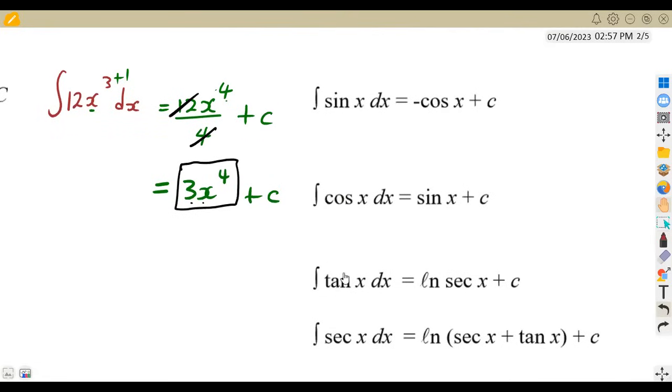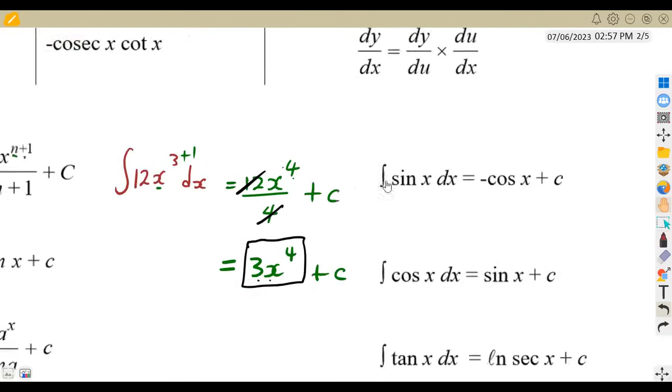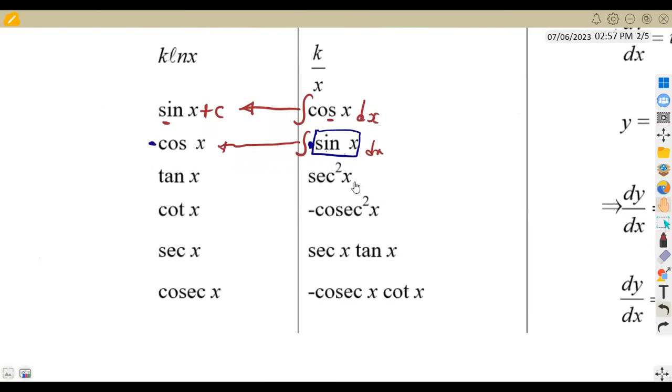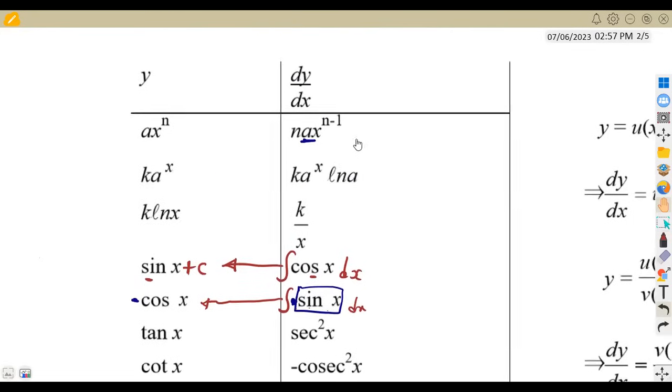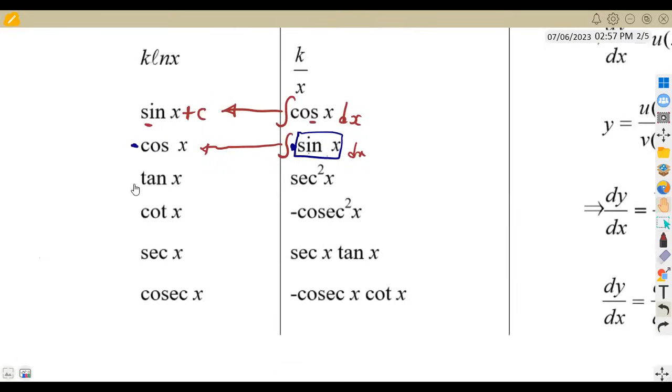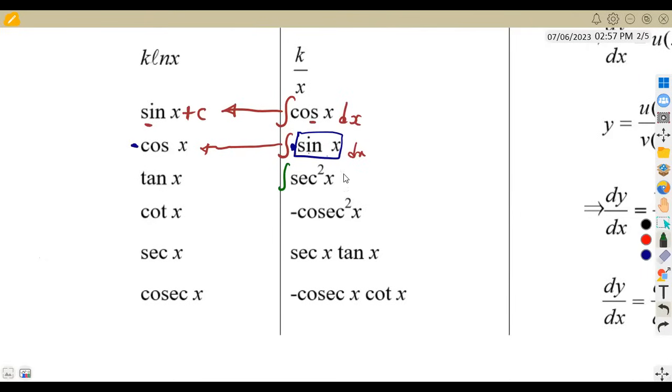Cos x, you are also given, and for tan and sec. But if you check, we are not given the integral of sec squared or the integral of cosec squared. On those integrals, you reverse from the derivatives. These ones are for derivatives, so you reverse from the right-hand side to the left-hand side. It means if we integrate sec squared x with respect to x, our answer is going to be tan x plus the constant of integration.